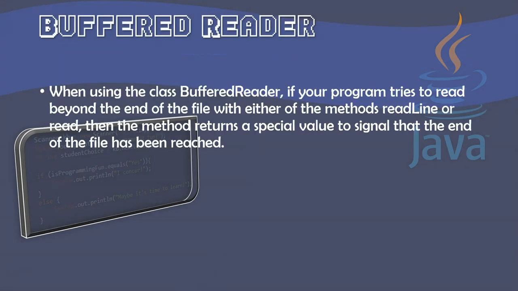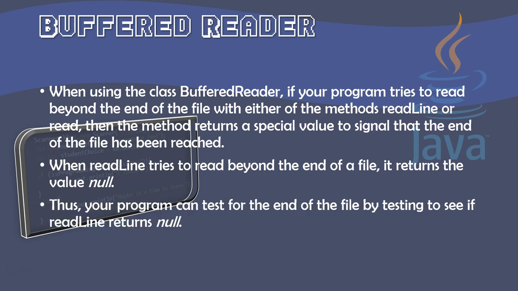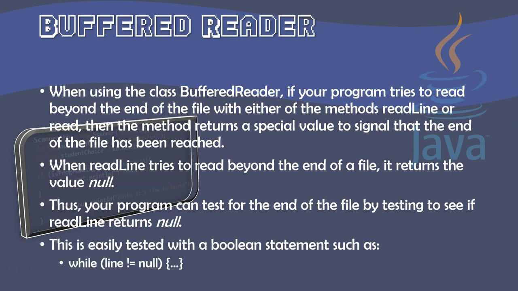Well, with the BufferedReader class, if our program, for example, tries to read beyond the end of a file with either method, readLine or read, then the method in question is going to return a special value signaling that the end of the file has been reached. If we're using readLine, it's going to return the value null. Thus, we can test for the end of a file by seeing if the readLine value we are reading in returns null. We can very easily test this with a Boolean expression such as while line does not equal null.